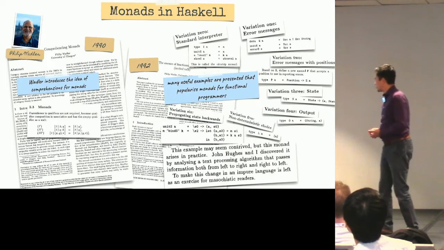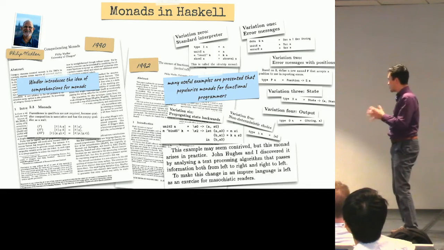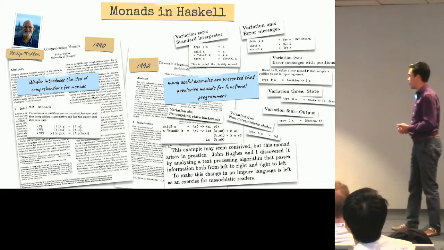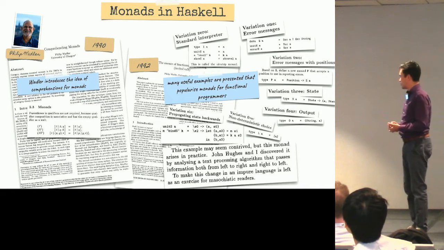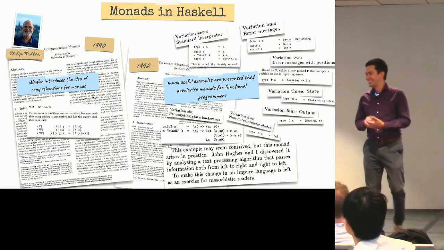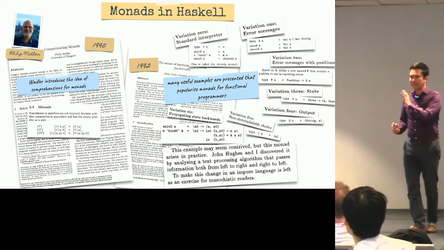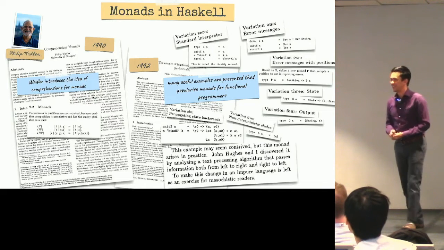And he has a little note that says, this example may seem contrived, but this monad arises in practice. John Hughes and I discovered it by analyzing a text processing algorithm that passes information both from left to right and right to left. To make this change in an imperative language is left as an exercise for masochistic readers. So I have no idea how they came to this example, but that's what they did way back. I'm sure John can tell us all about it later.